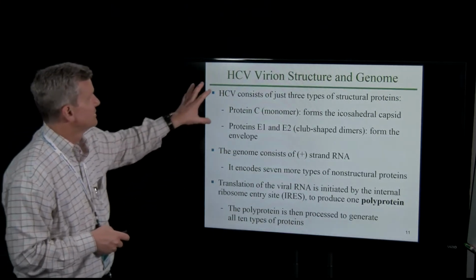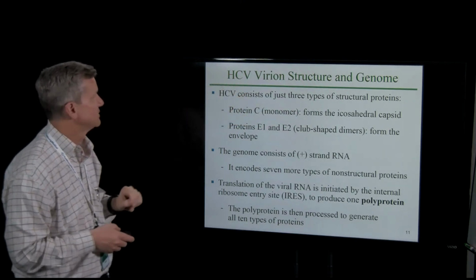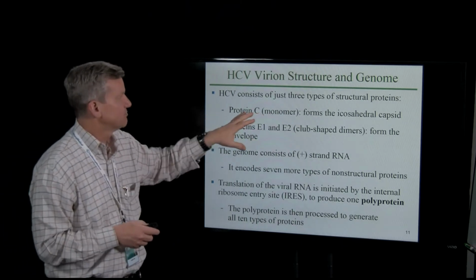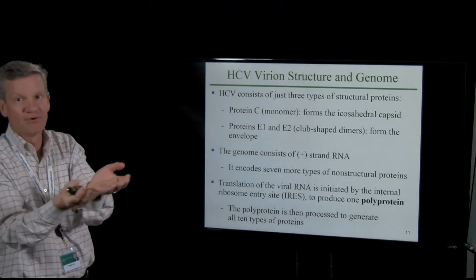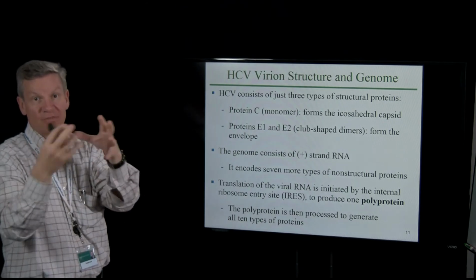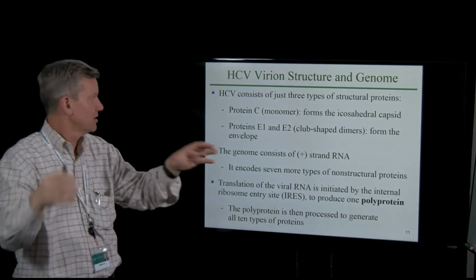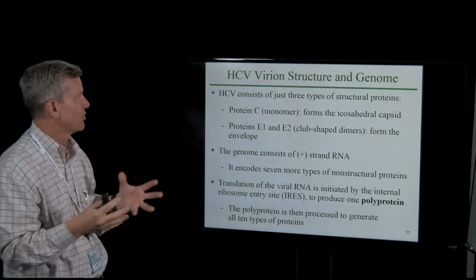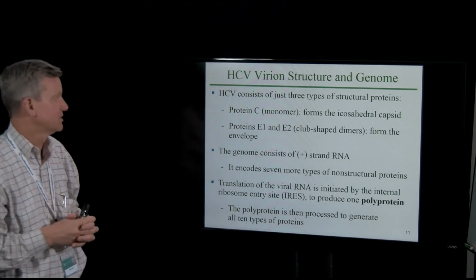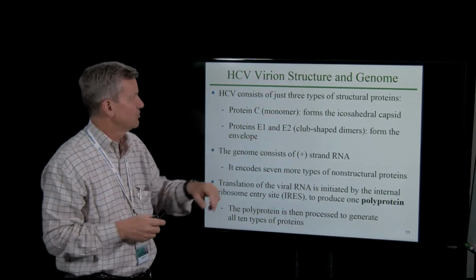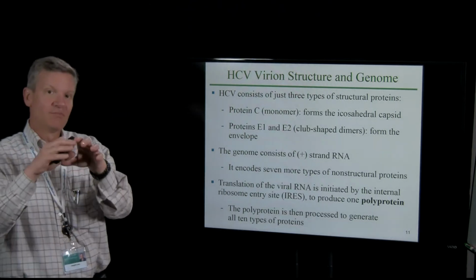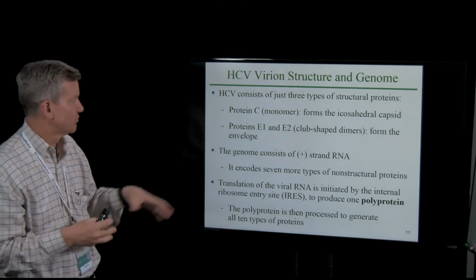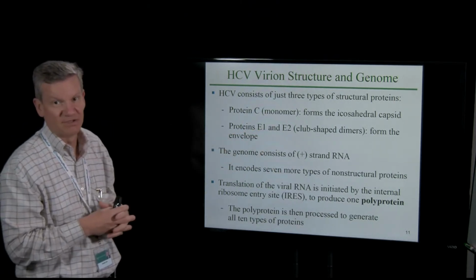Okay, so HCV is a very simple virus. It's like polio, very simple. It just has 3 structural proteins. It has protein C, which is monomeric, and we just have 1 protein forming the capsid. Unlike polio, where we had 3 proteins forming the capsid, with hepatitis C we just have 1 monomeric protein that forms the icosahedral capsid. And then proteins E1 and E2 are dimers, and they form the envelope of the virus. That's what helps the receptor on the virus bind to host cells.